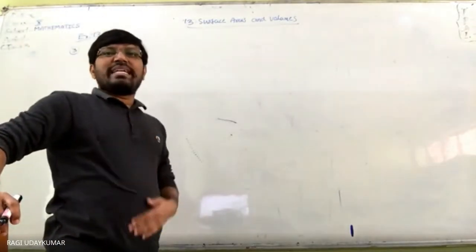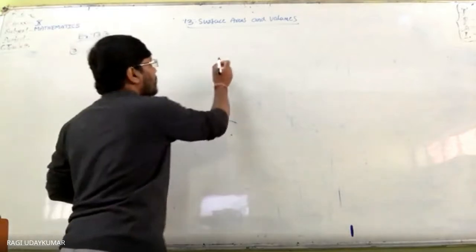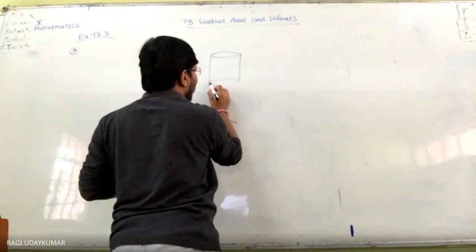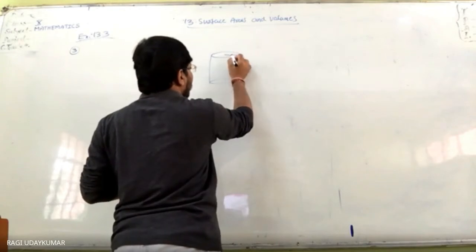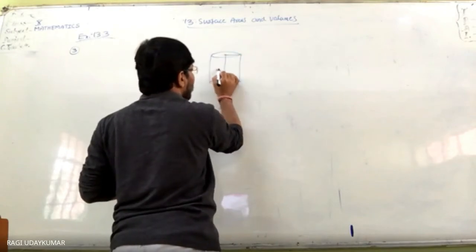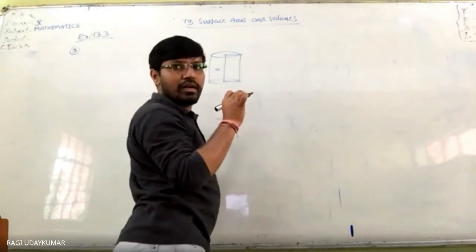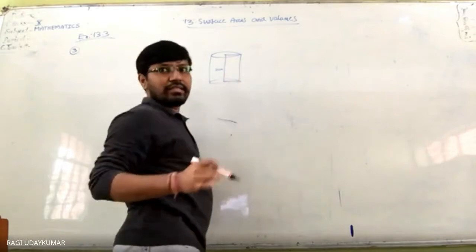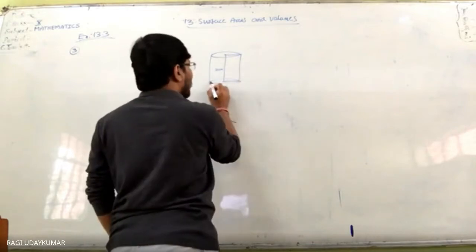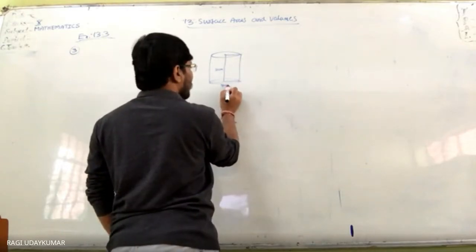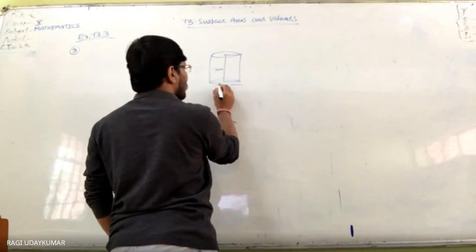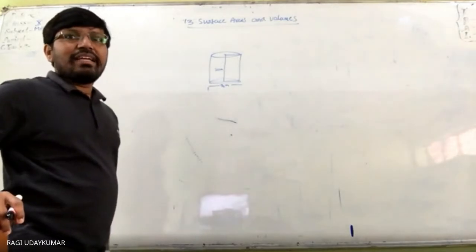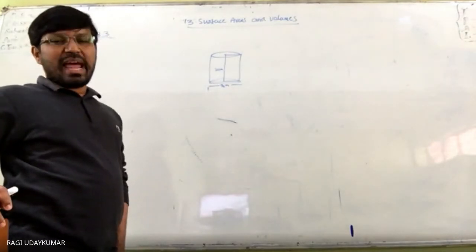A 20 meters deep well like this. Depth of the well is 20 meters and 7 meters is the diameter. Diameter is 7 meters. Okay, and evenly spread out to form a uniform platform.